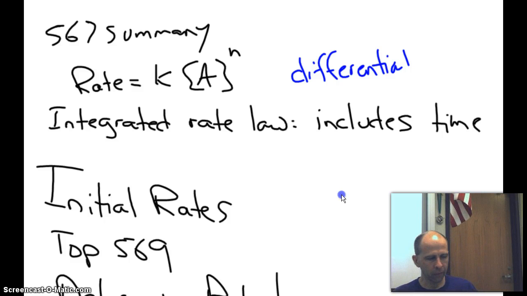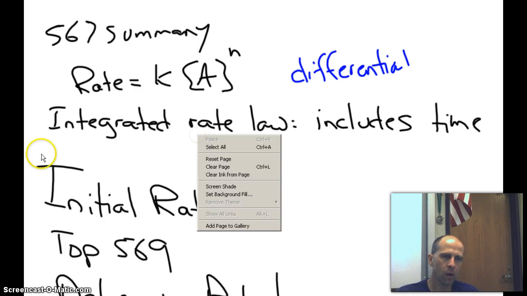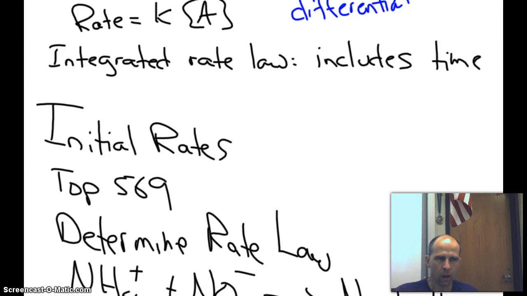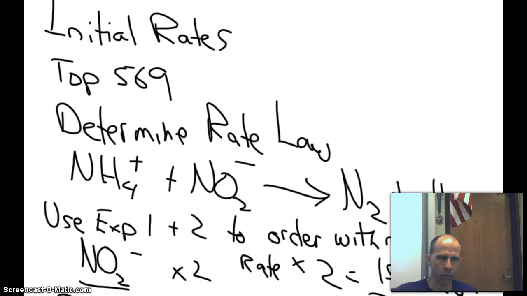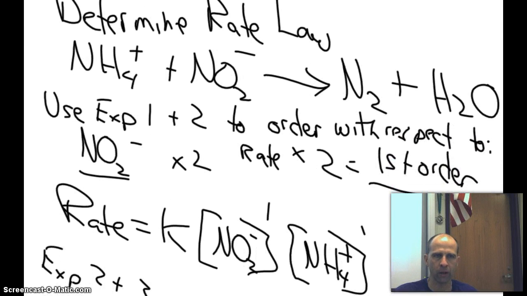So we will then move on to page 569 real quick. There's a problem there that I want to show you how to do, described at the bottom of 568, top of 569. This is called the method of initial rates. And our task here is to try to determine what the rate law is. If you look at the reaction, it's got ammonium ion and nitrite making nitrogen and water. What we do is compare the experiments. We try to have a controlled variable.